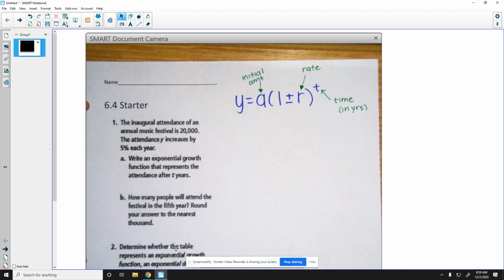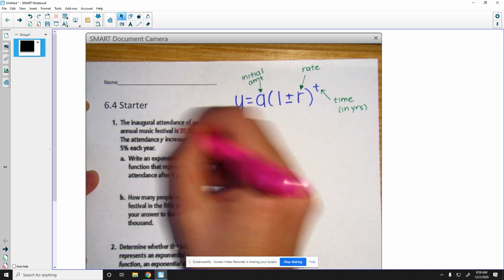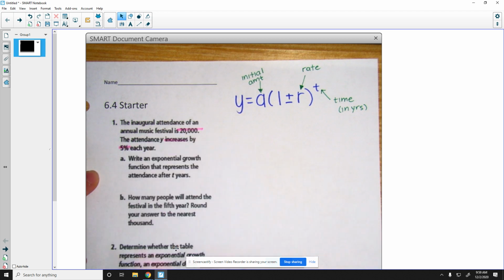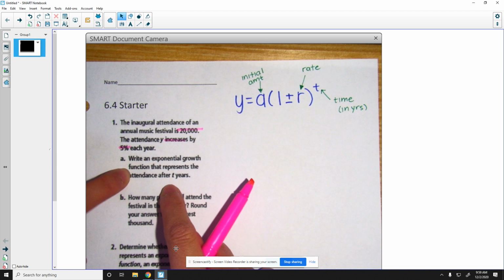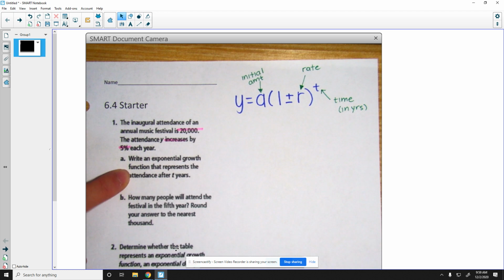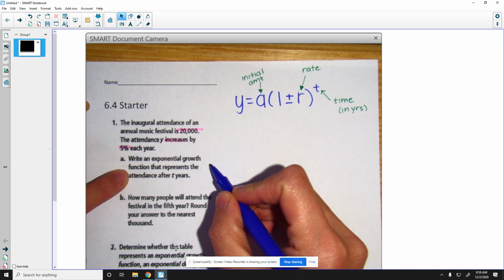Okay, so let's do this. The inaugural attendance of an annual music festival is 20,000 people. The attendance increases by 5% each year. So let's write the function. The function is just the equation. So let's just write the equation after t years. Okay, so I'm not solving anything. I'm just writing this equation.